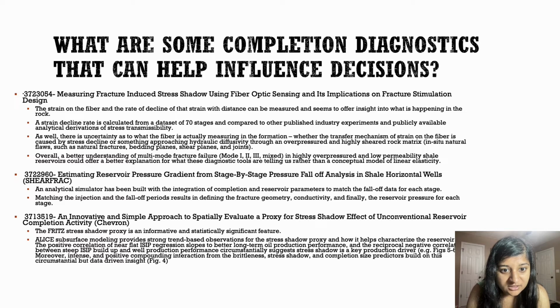The last paper I thought I'd share is an innovative and simple approach to spatially evaluate proxy stress shadow effect in unconventional completion activity. So Chevron wrote an interesting paper in terms of the slopes of the ISIPs as a feature in determining stress shadowing effects. So they have a machine learning model called FRITZ. It's a stress shadow proxy as an informative, statistically significant feature. So they call it FRITZ, so it's not actually a model, I apologize, but FRITZ is a feature.